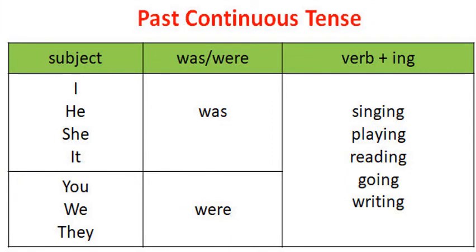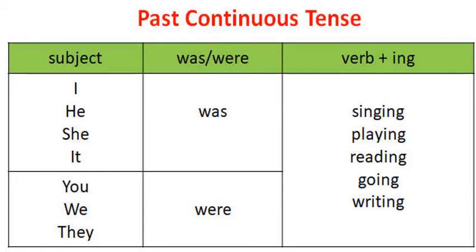How do we form the past continuous tense? Let's look at the titles. The title says the subject. The subjects are the pronouns. Some of them are singular, like he and she and it, while the others are plural, you and we and they. And of course, I is special. All of I and he and she and it take was, and all of you, we and they take were.